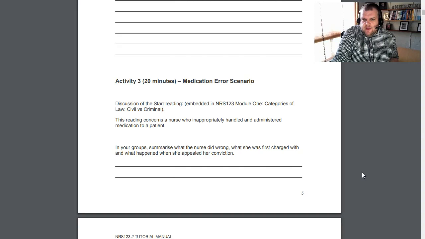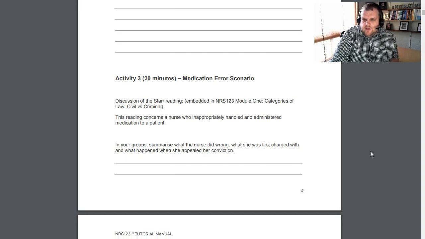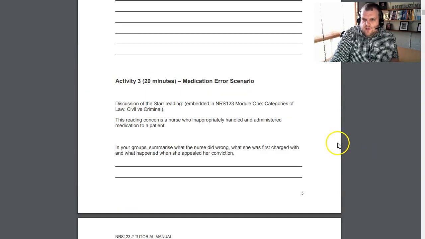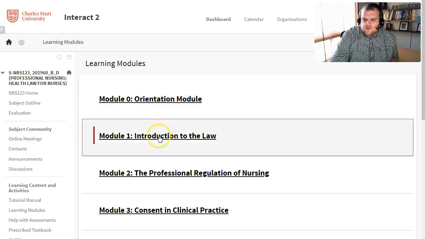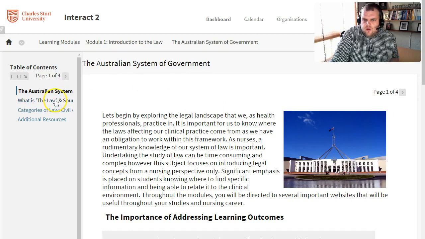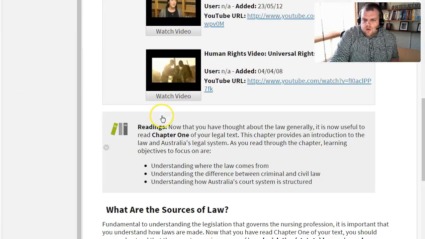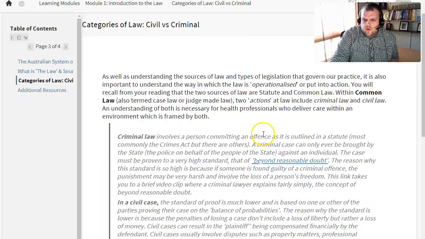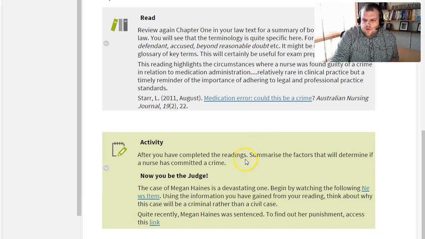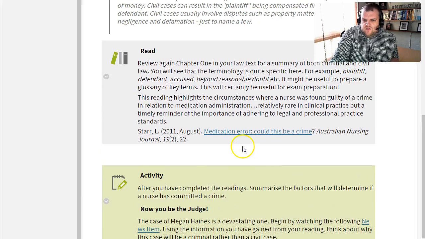So then if we have a look at it, it's embedded into the i2 site. So if you open up the module, module 1, and have a look at that, it talks about a nurse inappropriately handling and administering medication to a patient. If you have a look at the STAR reading, we'll quickly open that up. Module 1. So the STAR reading here is "Medication error: could this be a crime?" You click on that one.